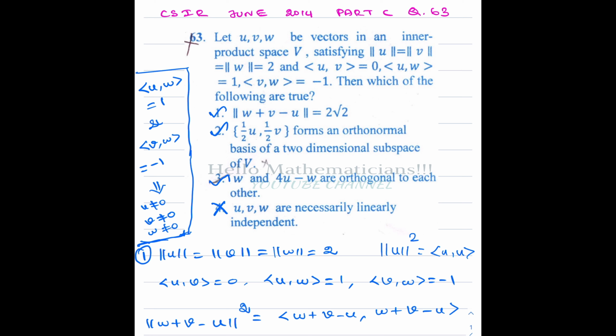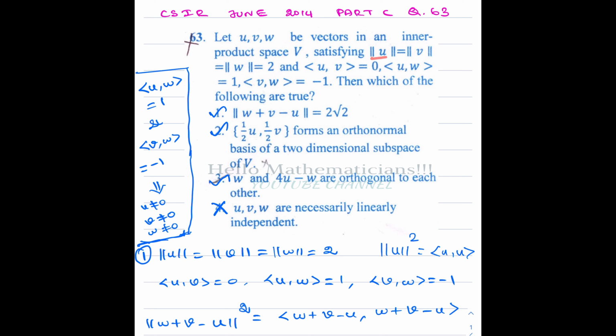Now as I said earlier, U and V have inner product 0. That means that they are orthogonal to each other. And each of them has norm 2.